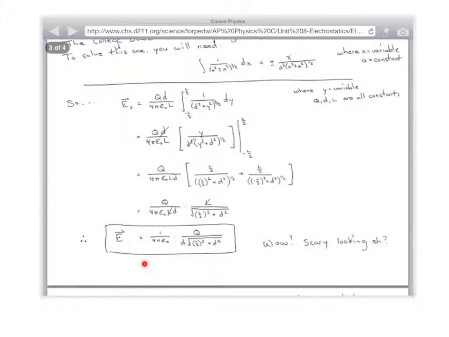Should get stronger or weaker as you get farther away? Weaker. Should get weaker. Okay, so as d gets really big, what happens to E? It gets smaller. How come? Because d is on the bottom. Oh, it's on the bottom, right.